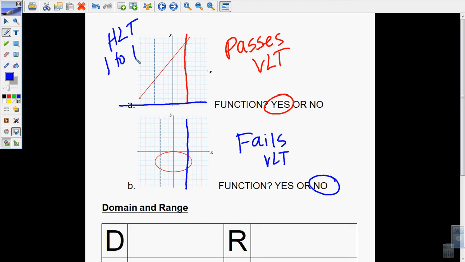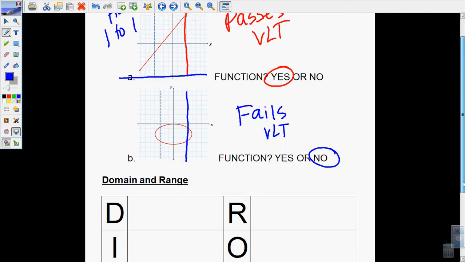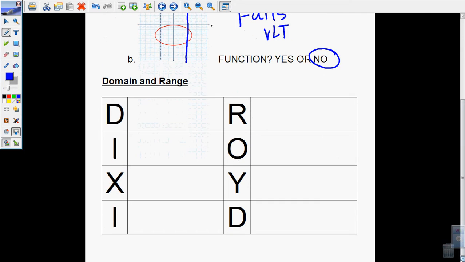All right. So next thing we're going to review is domain and range. I like to think of domain and range as two old dogs sitting on a country porch watching the sunset. Their names are Dixie and Royd. Dixie's the girl, Royd's the old dog. And they're just sitting together watching the sunset.